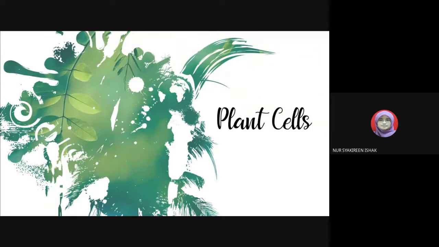For plant cells, we are going to use onion epidermis and iodine as staining.